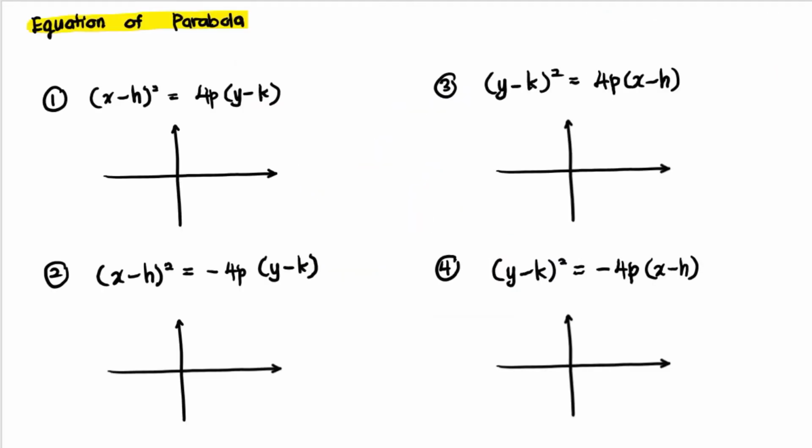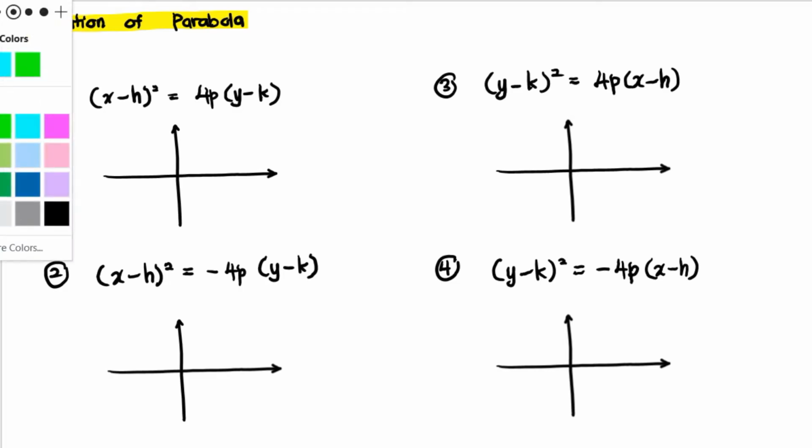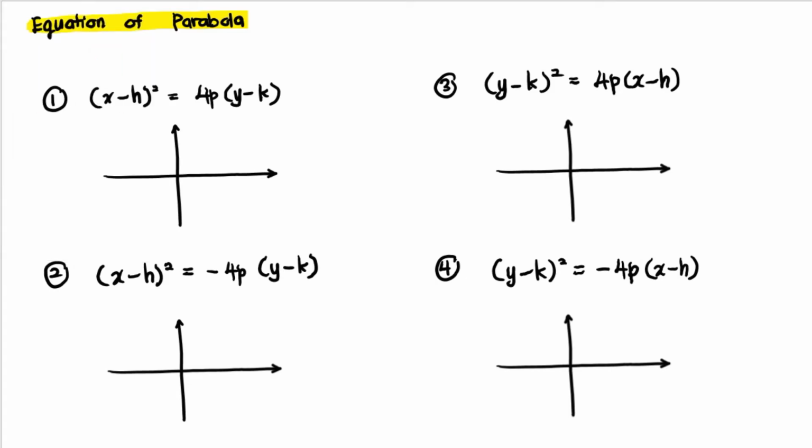Now let's see 4 types of equations for the parabola. If we have the first one, in this form, this is something which opens upwards, right? When it opens upwards, the focus will be somewhere here, this one is the vertex, and the directrix is somewhere around here.